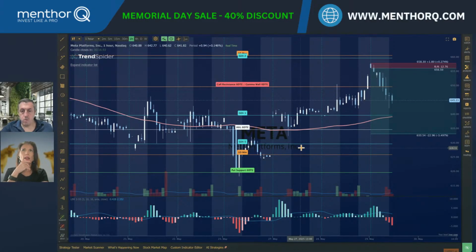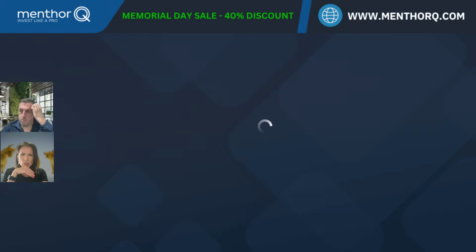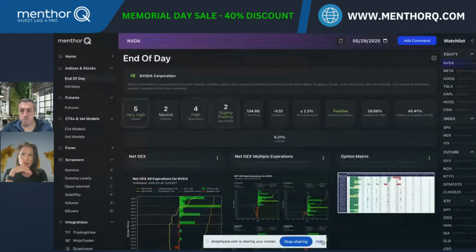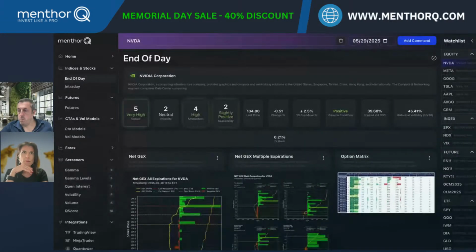Screen over if you like, but absolutely beautiful. I suspect easily that Meta comes into that 640 line where that most recent gamma line is positioning, and I think that'll be a super interesting trade. All right, ready to go.